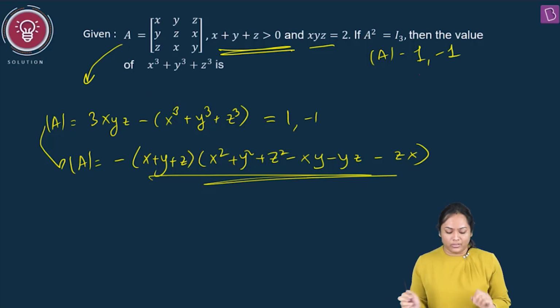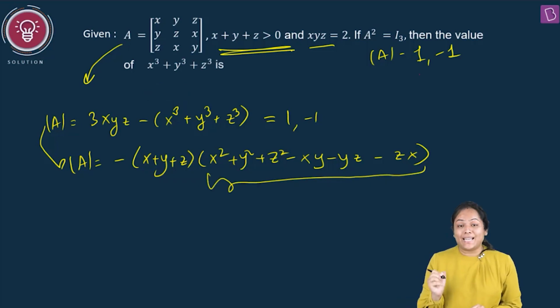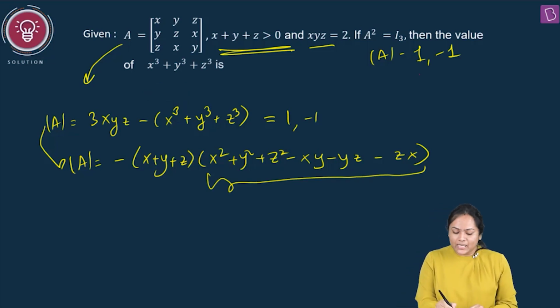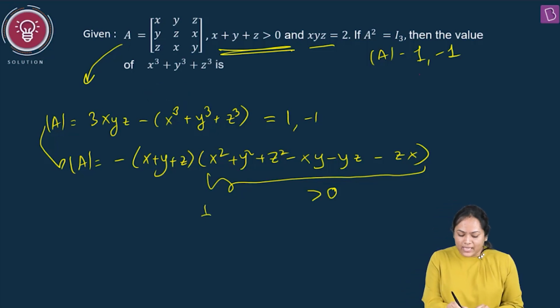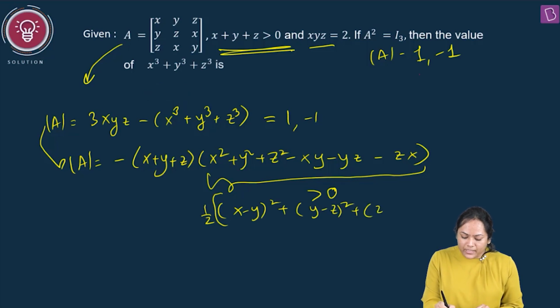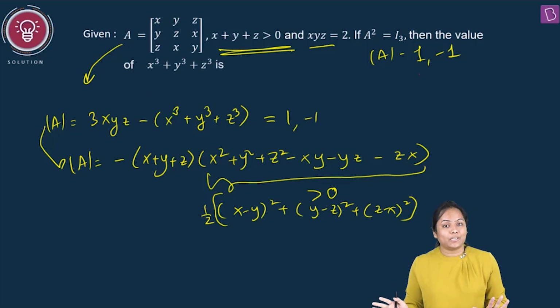You have to remember the identities. It's pretty important. Okay, so that means these two are same. And this term x square plus y square plus z square minus xy minus yz minus zx is always greater than 0. Why is this term greater than 0? Because it's actually a sum of three perfect squares. Let me tell you this also. It's half of (x minus y) square plus (y minus z) square plus (z minus x) whole square. So this quantity is greater than 0.